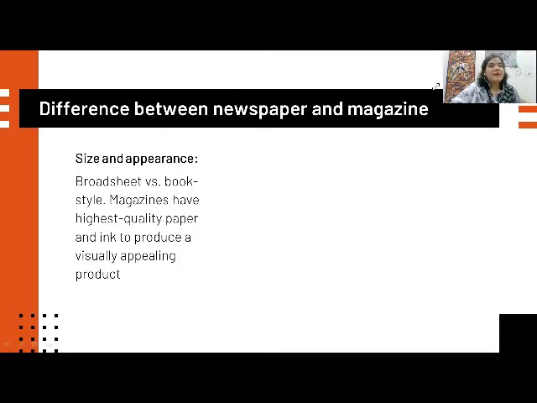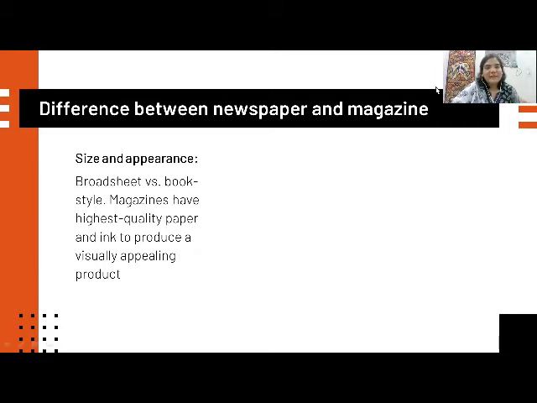Also, magazines have the highest quality paper and aim to produce a visually appealing product because magazines are going to have more longevity than a newspaper. They make sure that they use good quality paper, and they are going to use better ink to make sure that the magazine looks good.